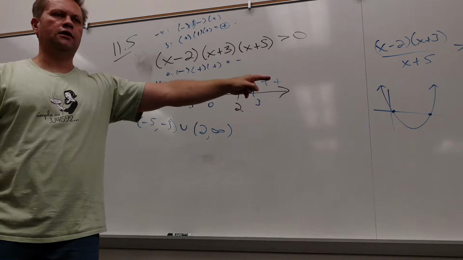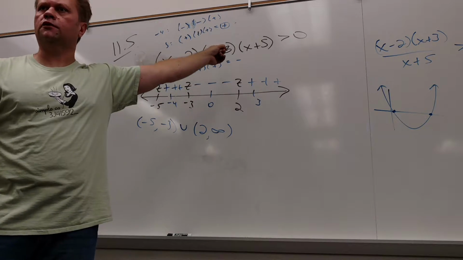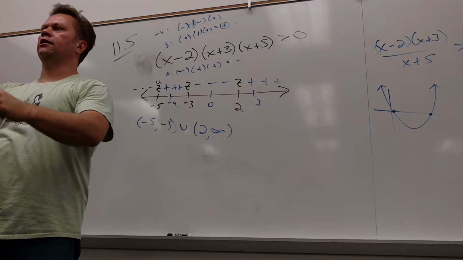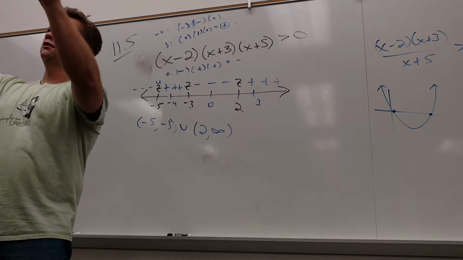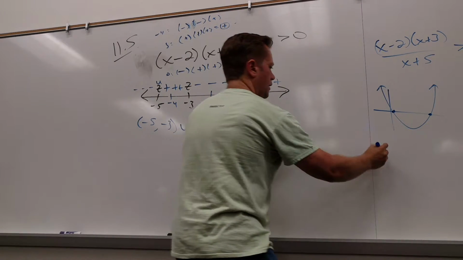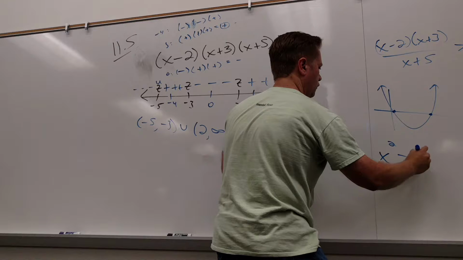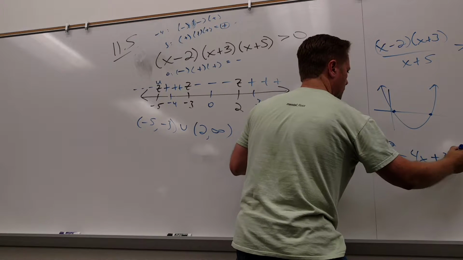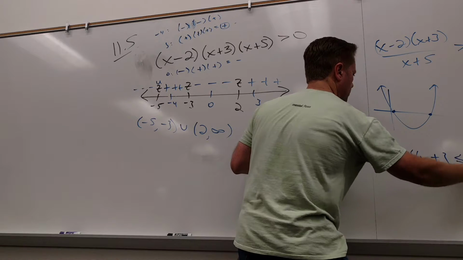So there's a shortcut if I'm just dealing with parabolas for this problem. That's almost too easy to talk about, to be honest. If it's a down parabola, it's going to be what between its intercepts? Positive. Do you see what I'm saying? So if I said x squared minus 4x plus 3 less than or equal to 0.